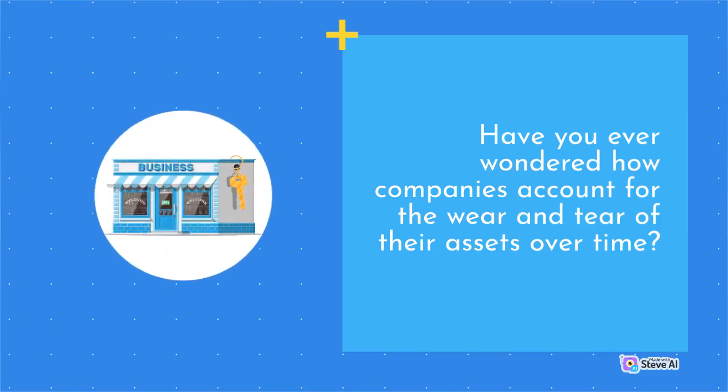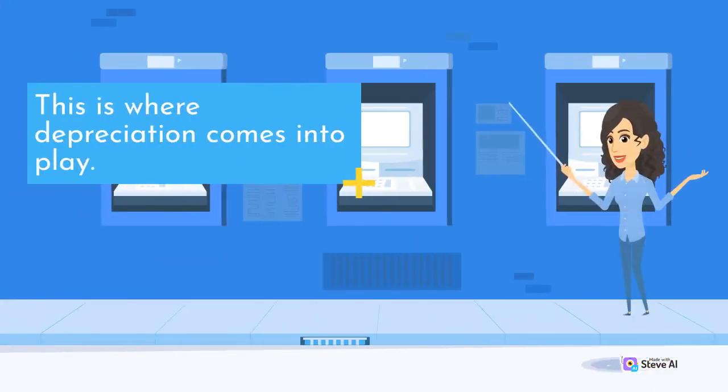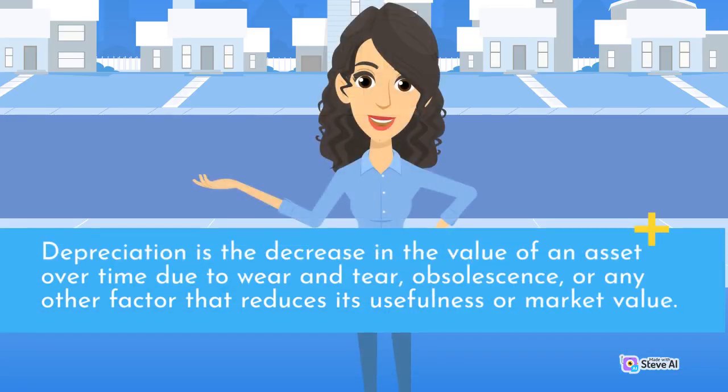Have you ever wondered how companies account for the wear and tear of their assets over time? This is where depreciation comes into play. Depreciation is the decrease in the value of an asset over time due to wear and tear, obsolescence, or any other factor that reduces its usefulness or market value.